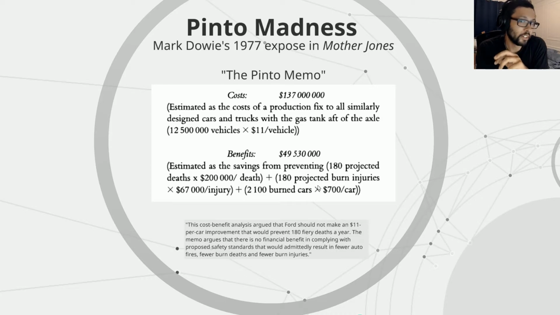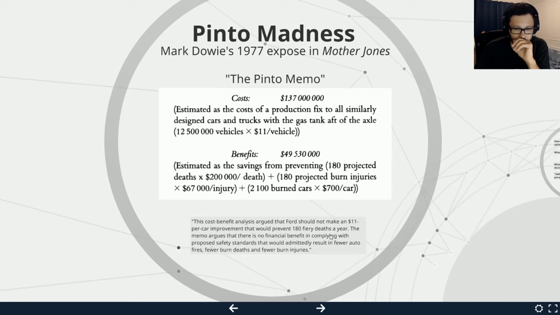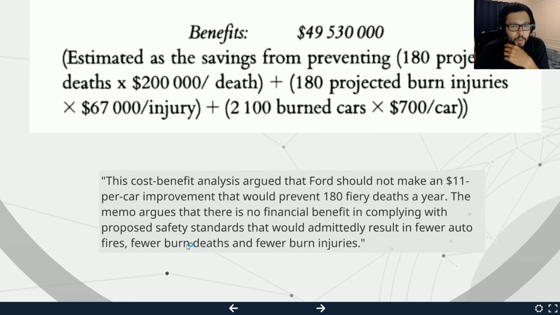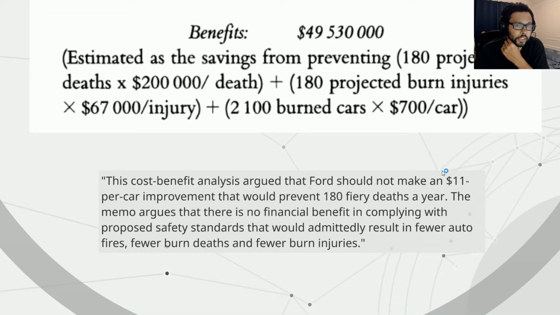It's almost a third, right? It's way less than half. Mark Dowie says in the article, the cost-benefit analysis argued that Ford should not make the $11 per car improvement that would prevent 180 fiery deaths a year. The member argues that there's no financial benefit in complying with fewer safety standards that would admittedly result in fewer auto fires, fewer burn deaths, and fewer burn injuries.